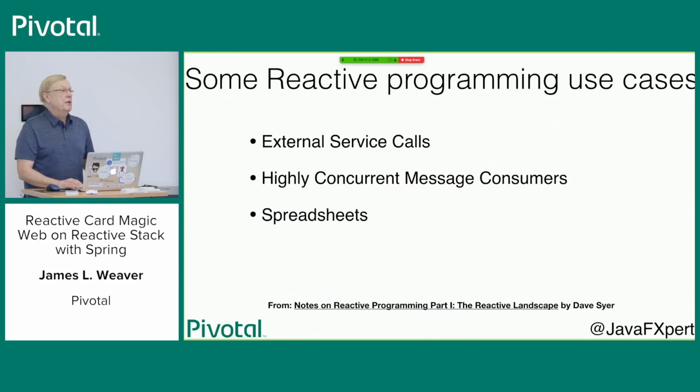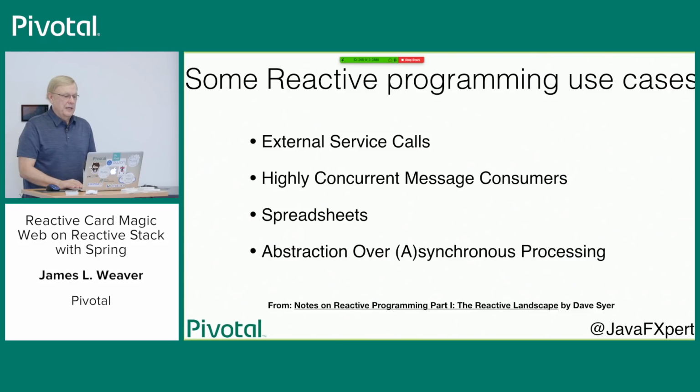And then even spreadsheets. The idea of reactive is reacting to changes. So updating values in a spreadsheet or a spreadsheet-like application, where one value is dependent upon maybe a couple of other values as it flows through a stream, is a good application. And then the ability to abstract over asynchronous programming is a good use case. Here's a link at the bottom by one of our colleagues, David Sire, about reactive programming, and he had a 3-part blog post about the reactive landscape, and he talked about these 4 points.